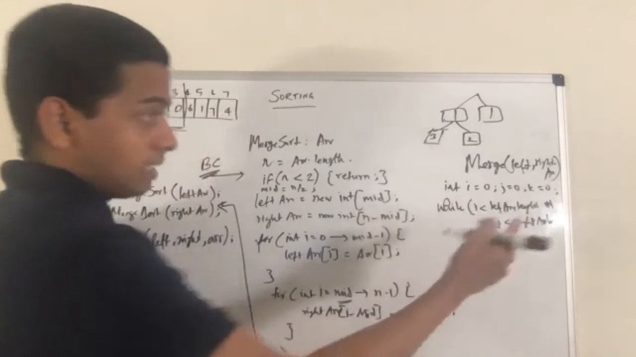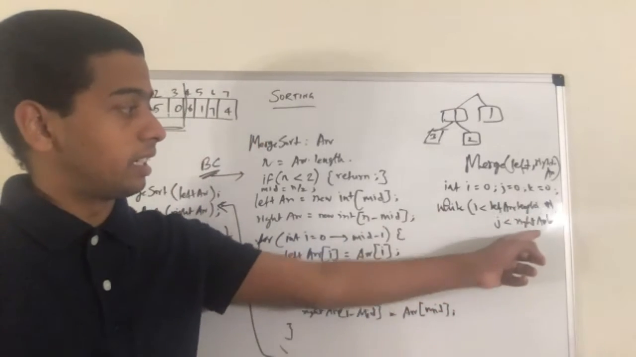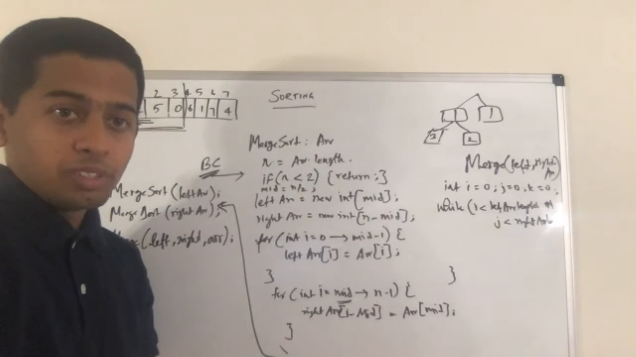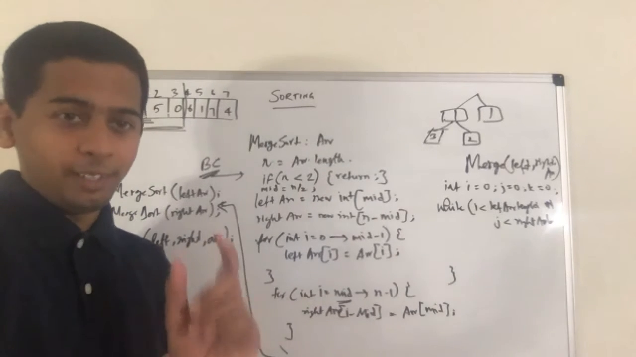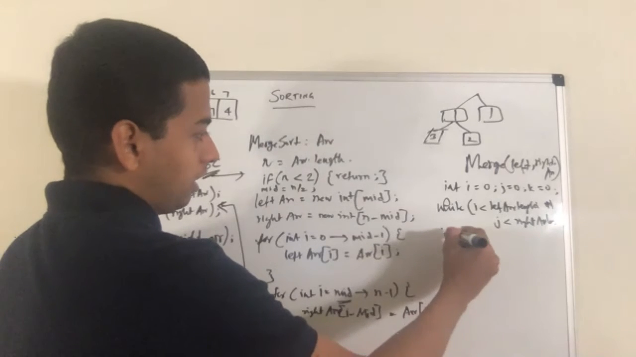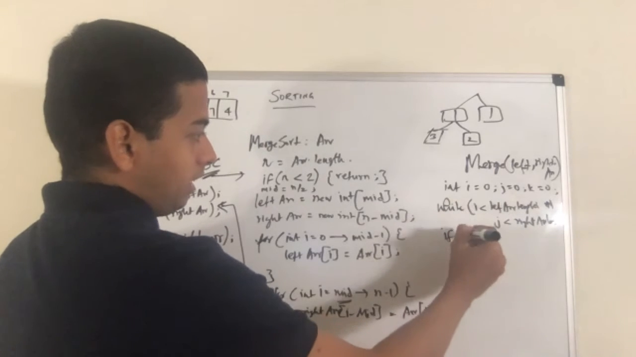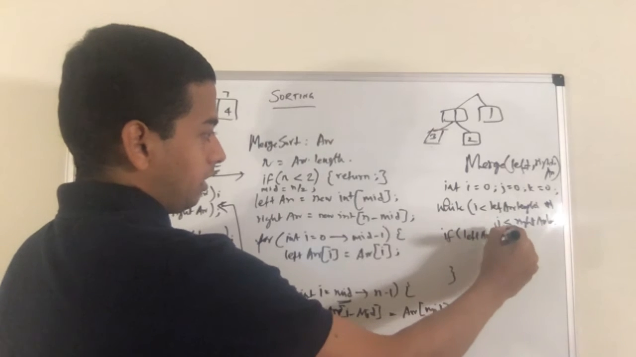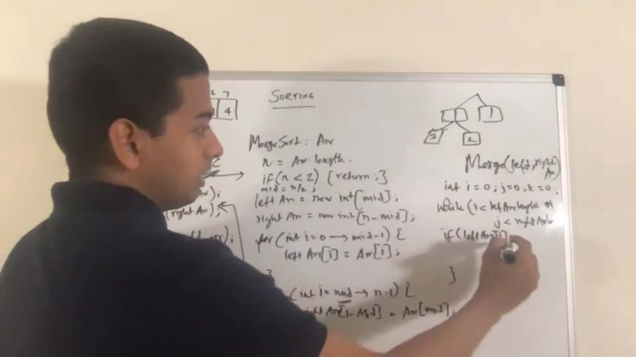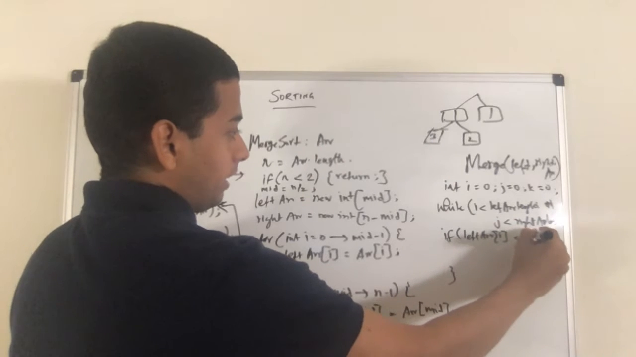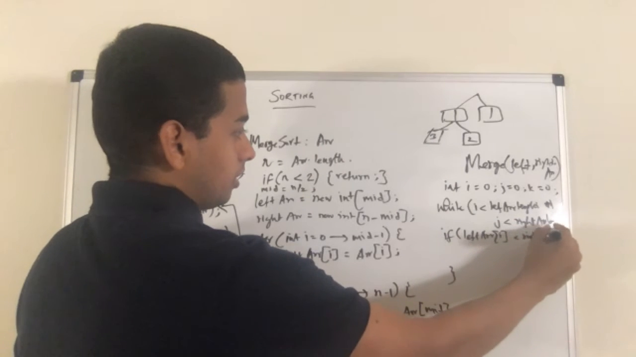Okay, while i is less than left array length and j is less than right array length, we are going to keep inserting into the parent array. How are we going to insert it? We are going to compare between a of i and a of j. So I'll compare if my left array of i is less than right array of j.